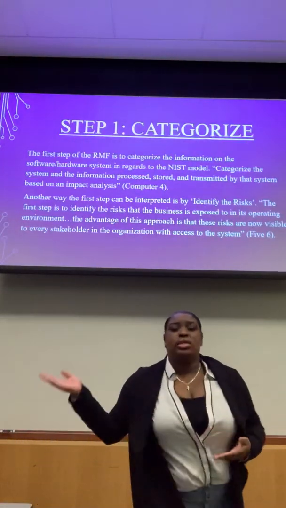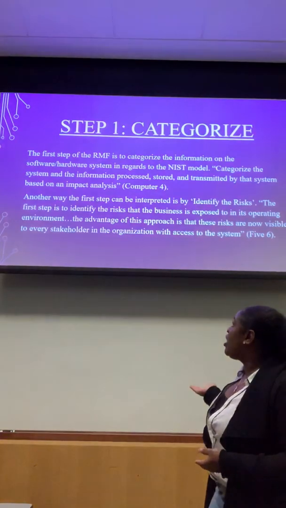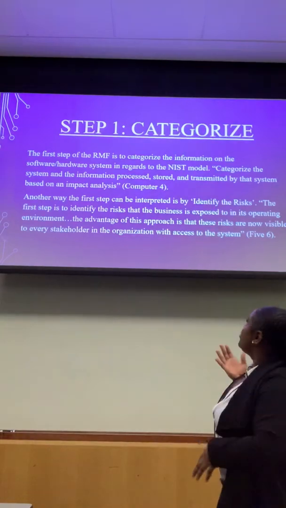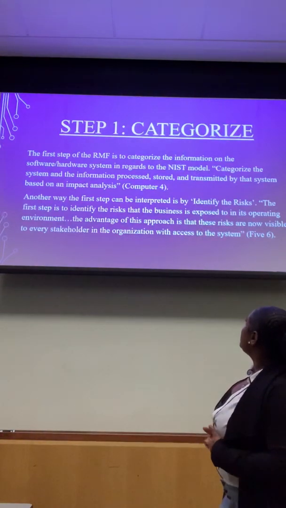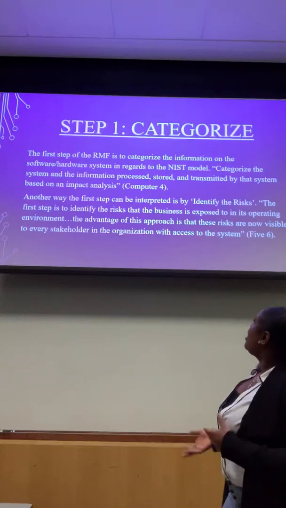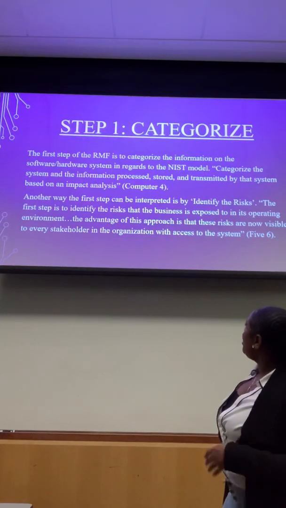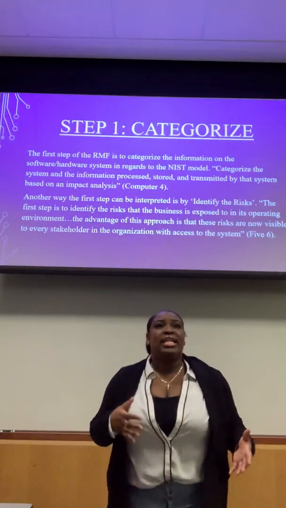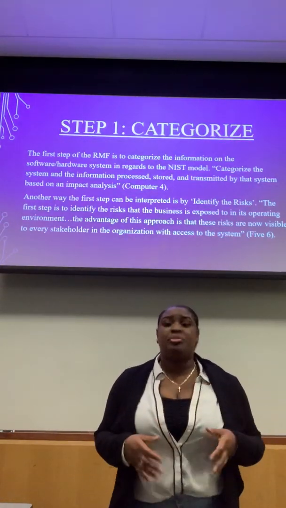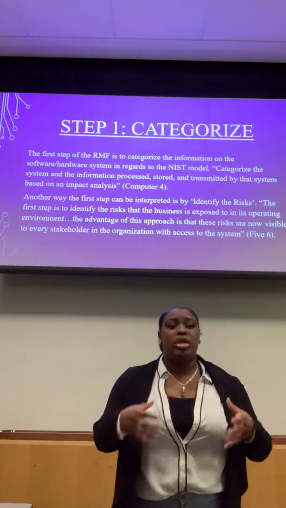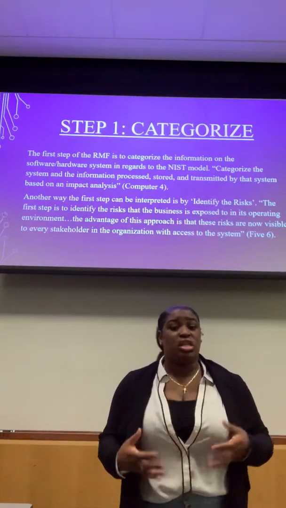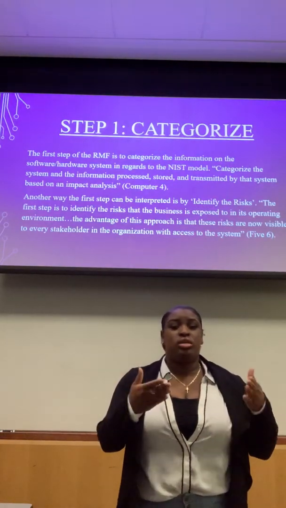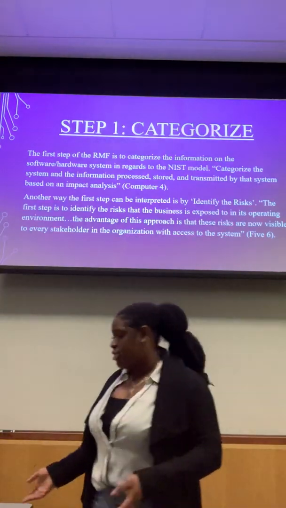So the first step, as previously mentioned, is to categorize. In their definition, NIST's RMF is to categorize the information on the software and hardware systems in regards to their model. That's basically processing all information that's been stored, their data. In simple terms, the company chooses what they deem is an important asset to their company and to their project, and they categorize that as what the risk could be attacking or what it could be damaging.